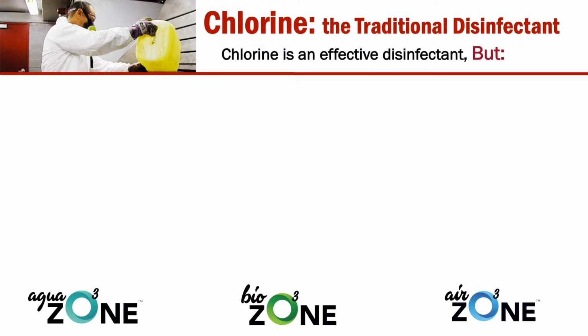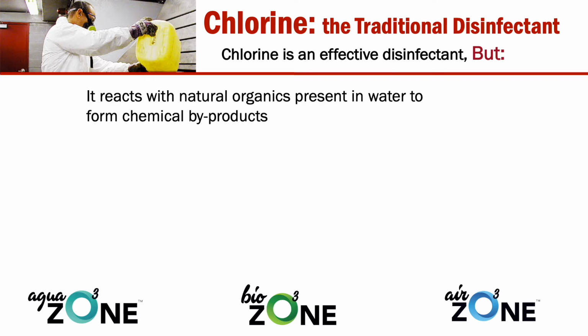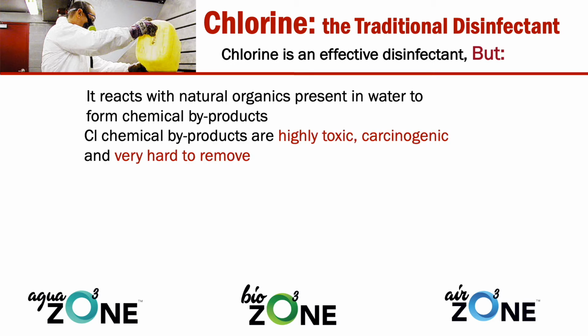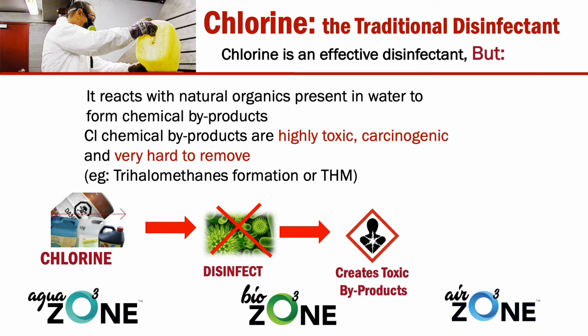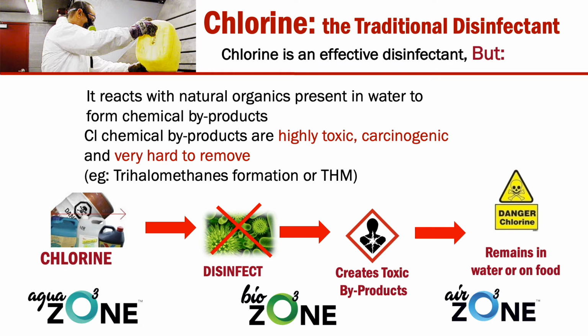Chlorine is the natural, traditional disinfectant that's been used for many, many years. It is a very, very effective disinfectant, as we all know, but it reacts with natural organics present in water to form chemical byproducts. And those byproducts are highly toxic, carcinogenic, and very hard to remove. Trihalomethanes or THMs are formed. So when you use chlorine as a disinfectant, it creates toxic byproducts, which then remain in the food or in the water or in the soil, for example.